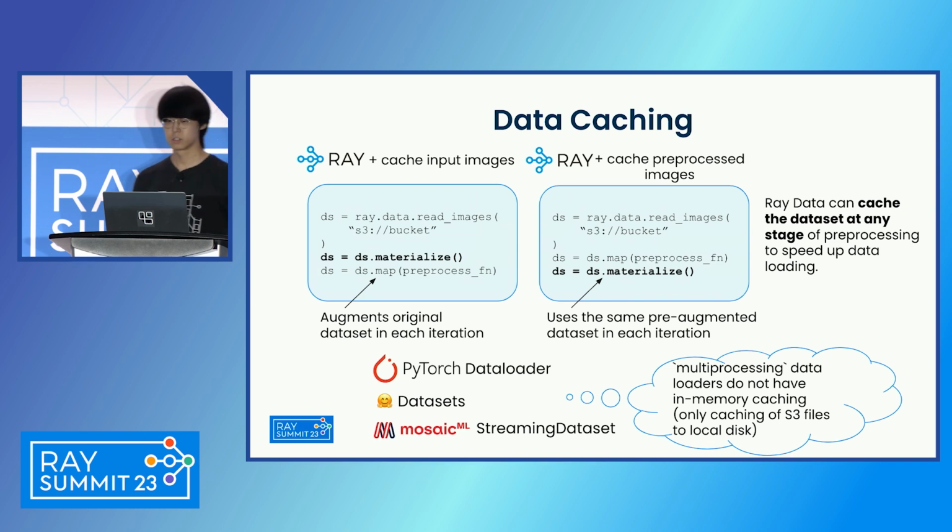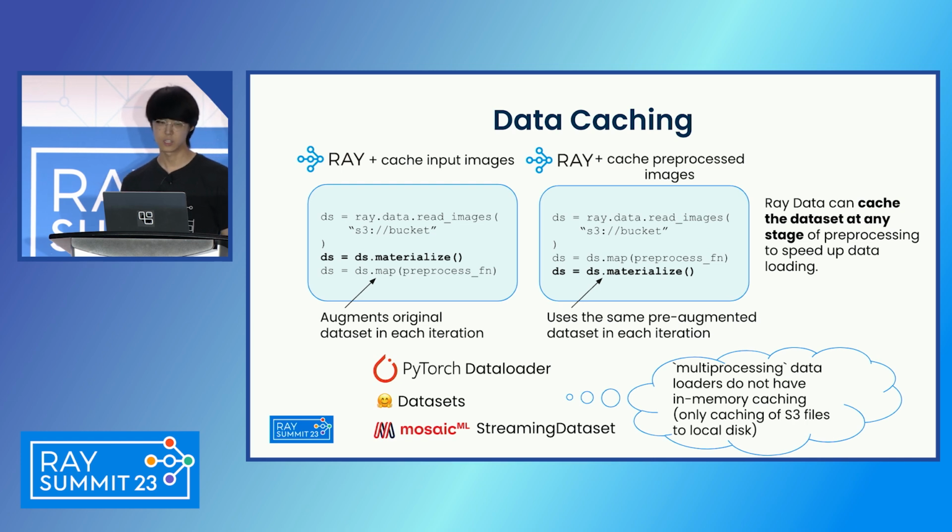Finally, the last thing I wanted to talk about was Ray Data's ability to cache flexibly. It's able to cache the data set at any stage of the preprocessing pipeline in order to speed up data loading. So we've implemented two variants of caching here.